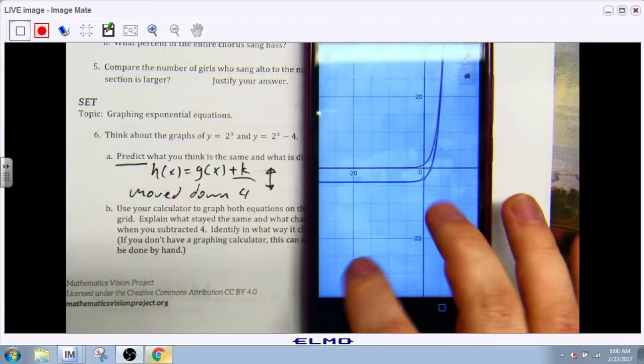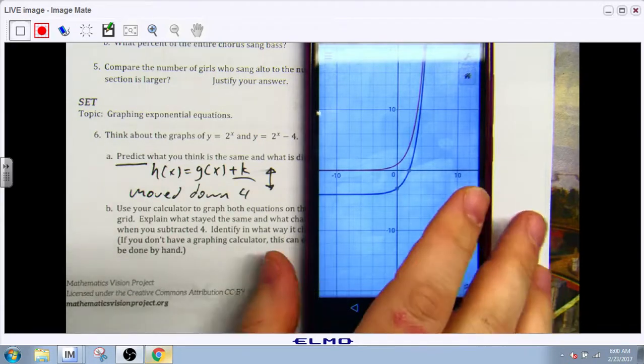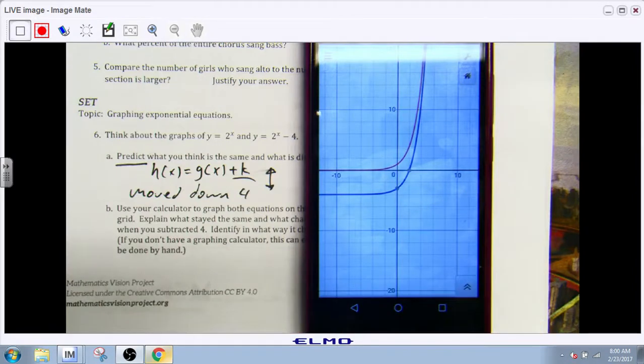So I strongly recommend getting this app for your phone. It's a great calculator. If you don't want to get it for your phone for whatever reason, it's also available online at desmos.org.